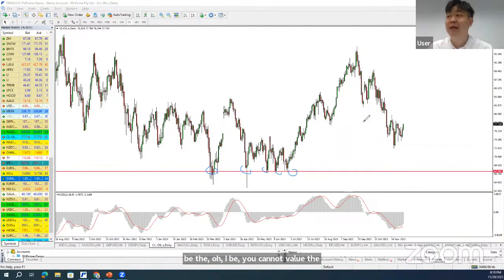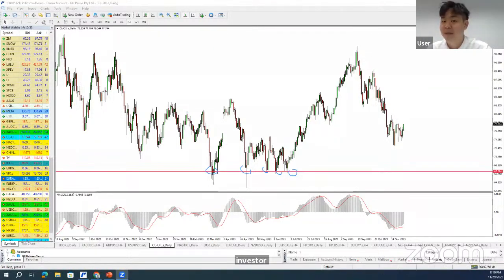It's different from a company, which has an intrinsic value based on earnings. But crude oil is just the market. Whatever the market says, that will be the price. So we can try to understand it by looking at the support level and resistance level, and by understanding what global investors are thinking. This is the power of the support level as well as the resistance level.